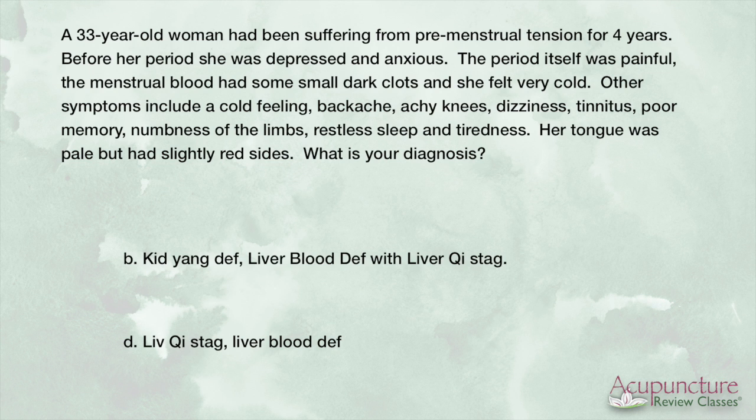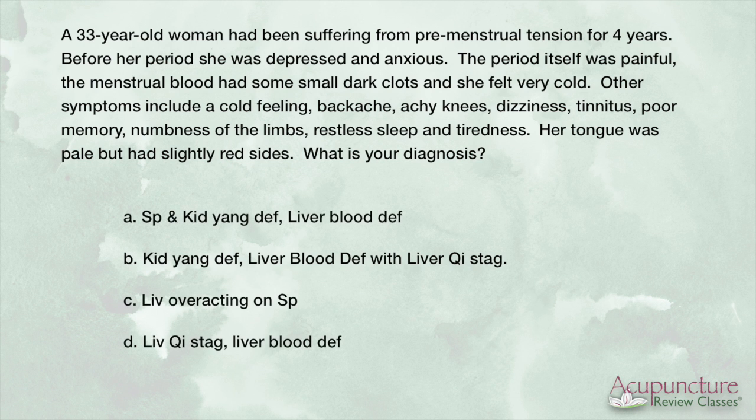Other symptoms are cold. So now I know that I want to get rid of C because I know that C doesn't have any cold in it. And I'm actually probably not wanting D either because I want an answer that has cold. Either it says cold or it has yang deficiency. So I see achy knees and I see cold feeling. So I'd like to have something with the kidney. So this tells me that the answer is answer B with kidney yang deficiency.